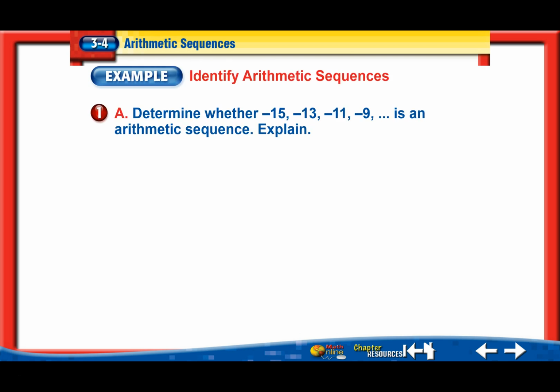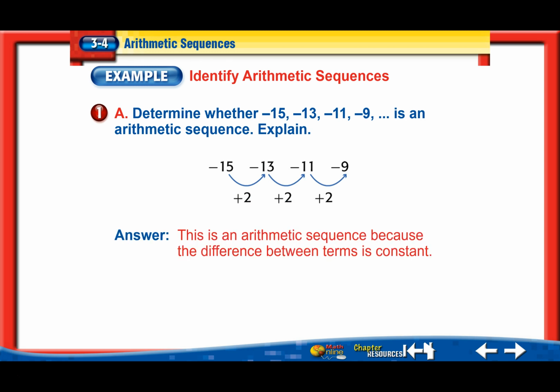All right, determine whether this is an arithmetic sequence or not, and explain. So we're looking for a common difference. When we write them all out here, we can see there's plus 2, plus 2, plus 2. Therefore, I would say that yes, this is an arithmetic sequence because there is a constant difference.